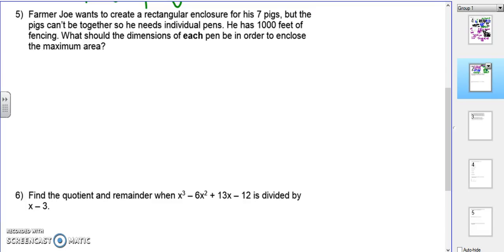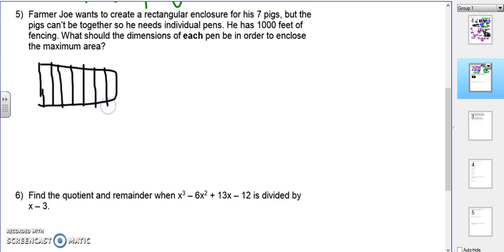Hey students, we're on question number 5. Farmer Joe wants to create a rectangular enclosure for his 7 pigs, but they can't be together, so he needs individual pens. The first thing you want to do is draw a picture. So I need 7 pens. 1, 2, 3, 4, 5, 6, 7.